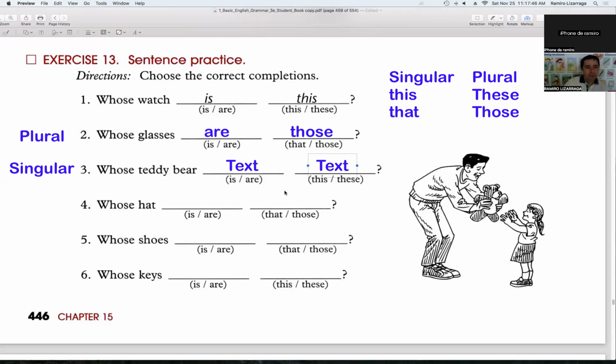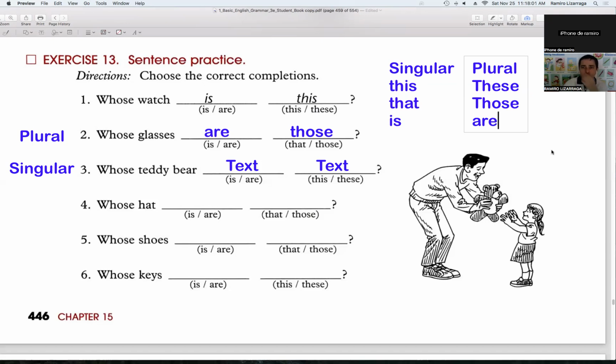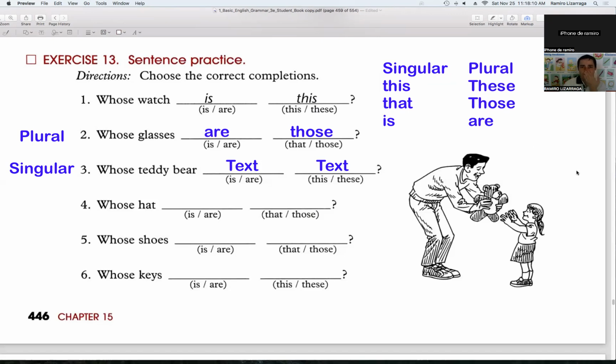Which one is? R. Okay, but is R singular or plural? Look, another singular and plural word. Look, I'm still helping you. I'm writing all the singular words here. Singular words here, plural words here. Look at the screen. Okay, that would be is. Okay, now it's easier. Okay, whose teddy bear is? Which one? This. Okay, this. Very good. So now, do you understand now? Whose teddy bear is this?